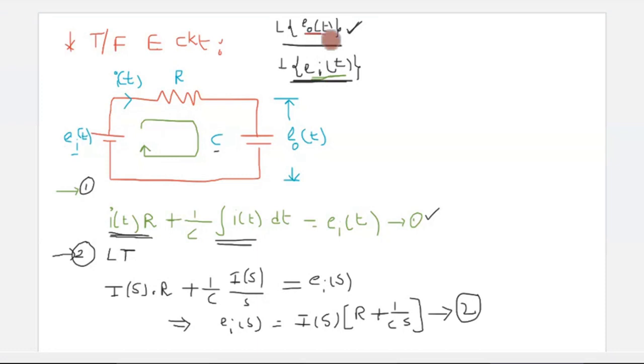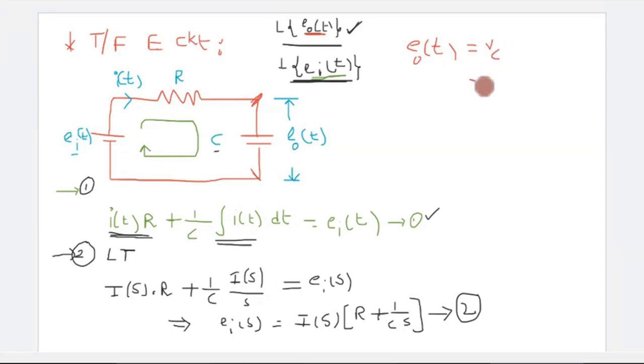E naught of t is the output voltage. We are going to measure the output voltage across this capacitor only. So this E naught of t is nothing but the voltage across this capacitor. So E naught of t is equal to the voltage across the capacitor, that is Vc.